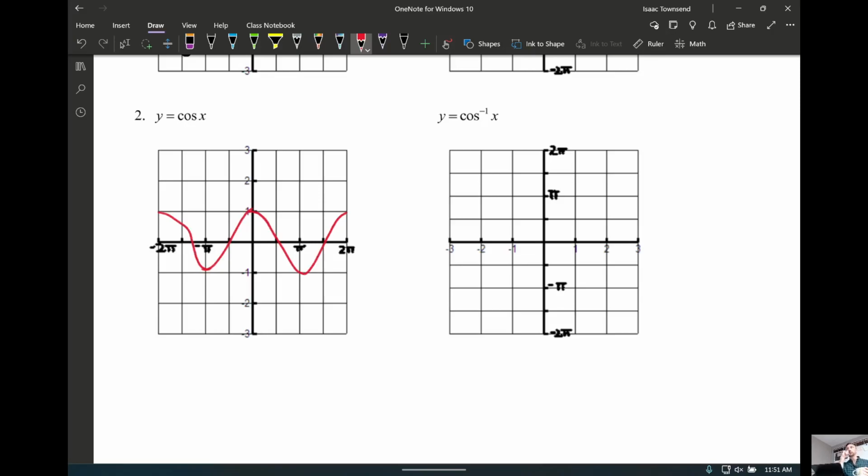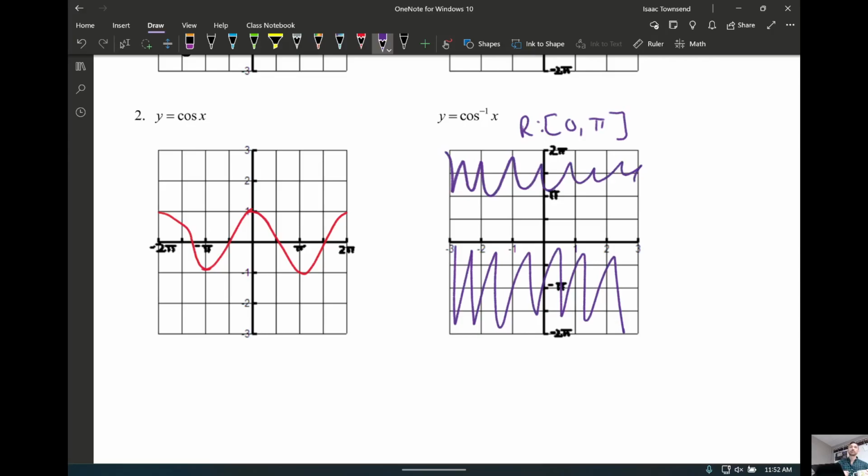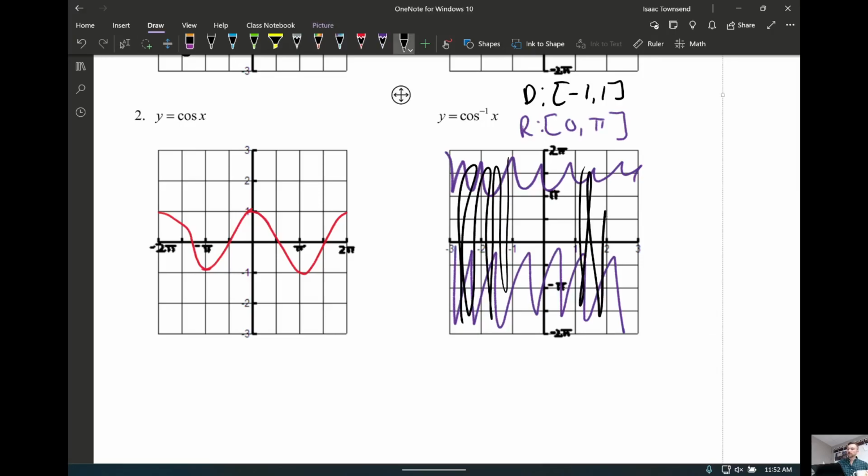We're going to steal a few points from our cosine graph. But it certainly helps to know the range of inverse cosine is 0 to pi. That means my graph's not going to exist below 0 or above pi. And it helps to know that the domain of inverse cosine is the same as the range of regular cosine, which is negative 1 to 1. So it should not exist to the left of negative 1 or to the right of positive 1.